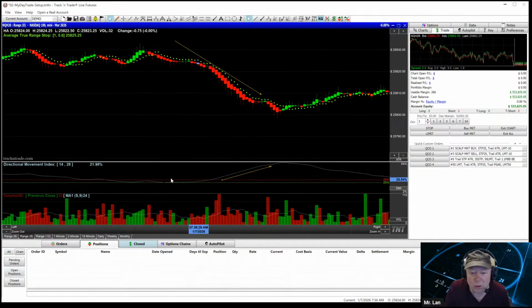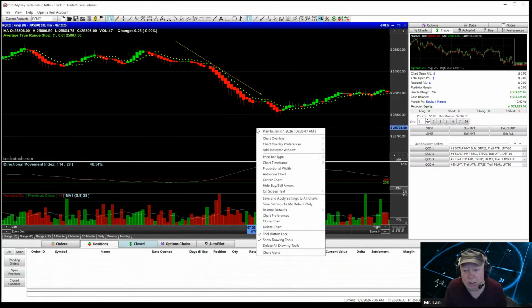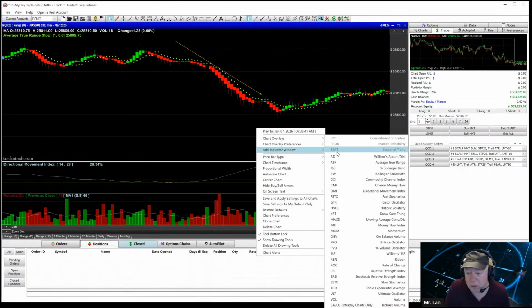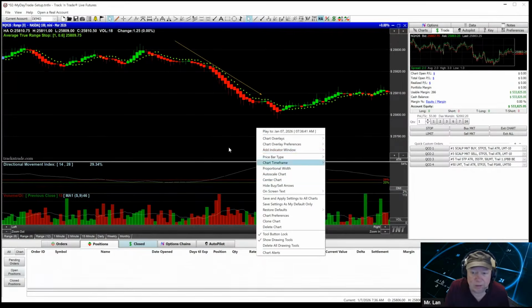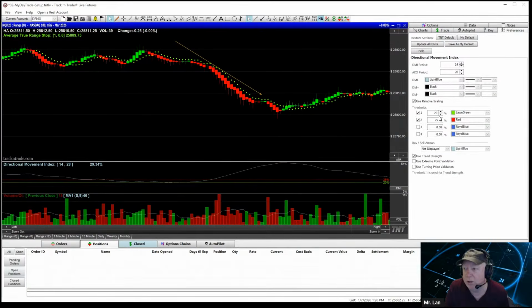So if you want to use that indicator, the little DMI, directional moving average, in your software, you can. How do I turn that on? You just right click on the chart, slide down to add indicator window, and it's right in here. It's called the DMI, directional moving average. So that's how you turn it on and off. Now we've got it turned on, so I'm going to come over here and show you my settings.